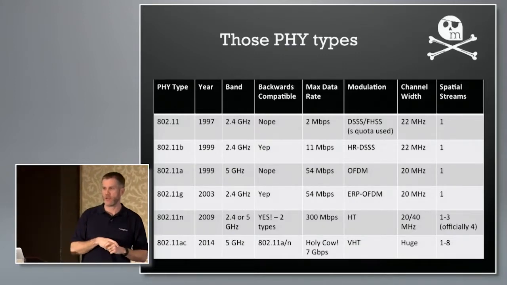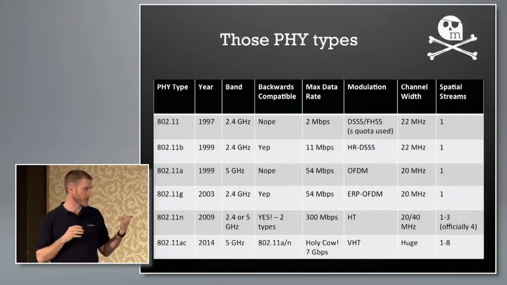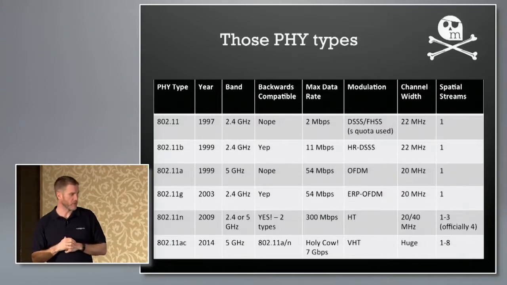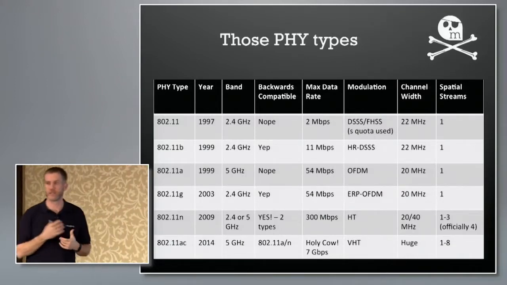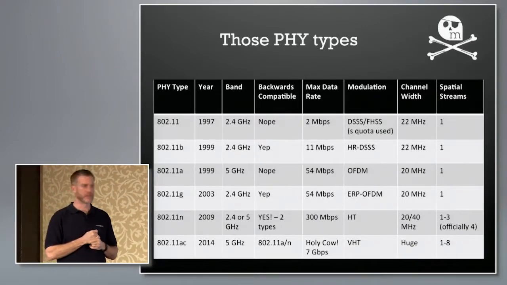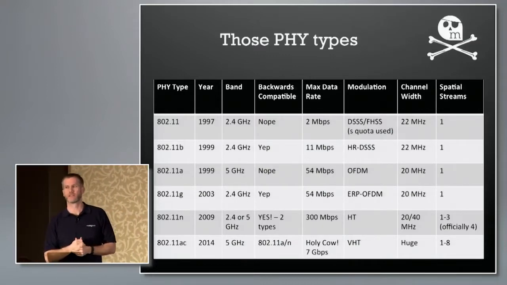AC's out now. AC's in multiple waves, depending on who you got. But in 2014, 5 gigahertz only for that one, we're able to get 7 gigabits per second. Holy cow, 7 gigabits per second, that's amazing. That's faster than Ethernet, right? Well, it takes a lot of spatial streams. It takes a lot of spectrum to do that.